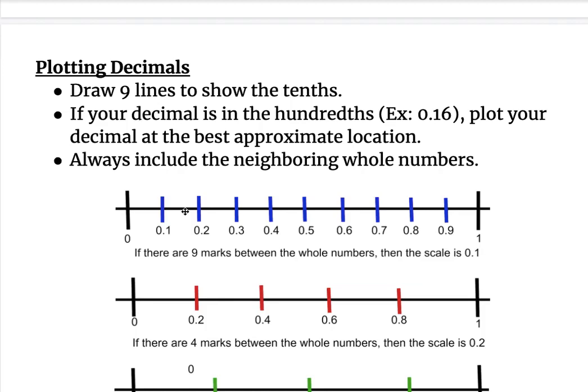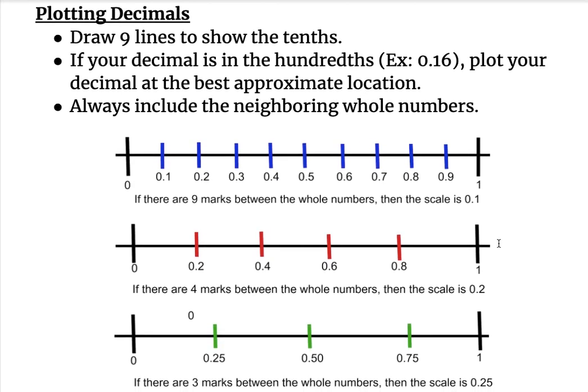Okay, so drawing the 9 lines to show your tenths is a great starting point so that you can then find where specifically your dot is when you are plotting those decimals. And you're going to find it at the best approximate location. Your 0.16 would be around right here. You wouldn't put it super close to 0.1 because it's actually a little bit more than halfway between 0.1 and 0.2. And again, you're always going to include your neighboring whole numbers.